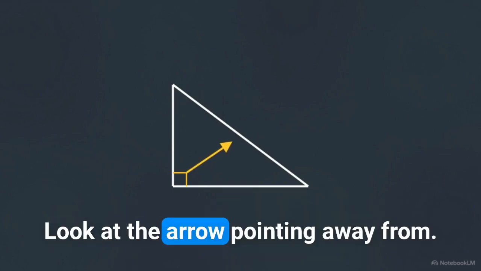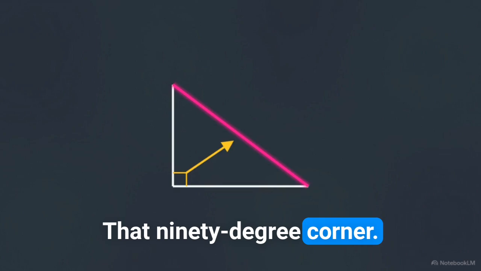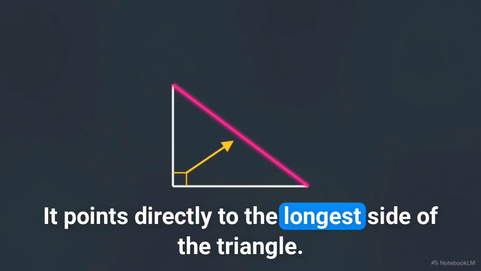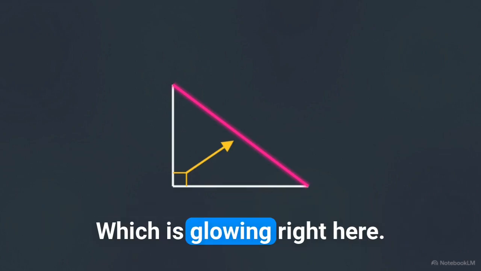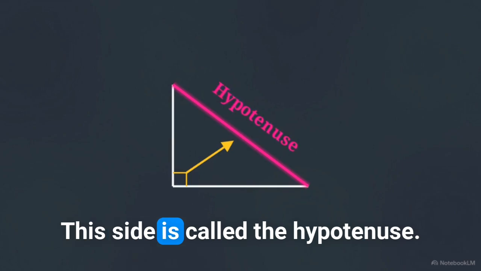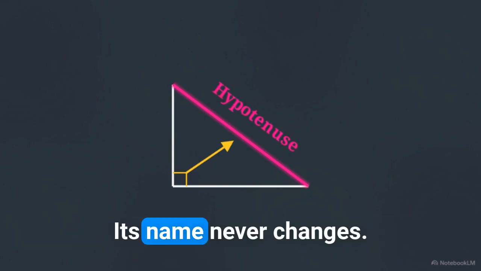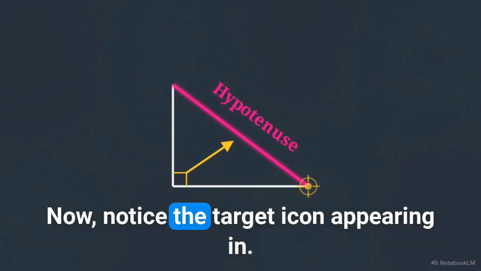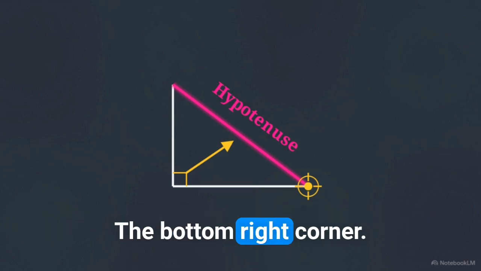Look at the arrow pointing away from that 90-degree corner. It points directly to the longest side of the triangle, which is glowing right here. This side is called the hypotenuse. Its name never changes.